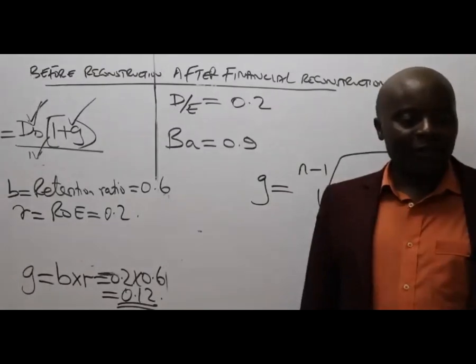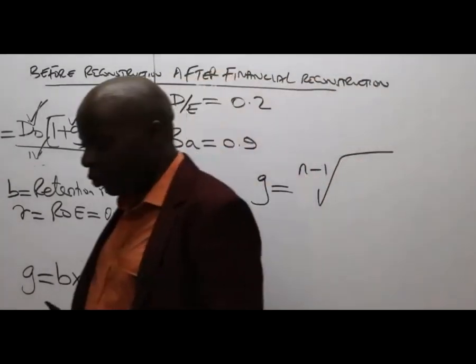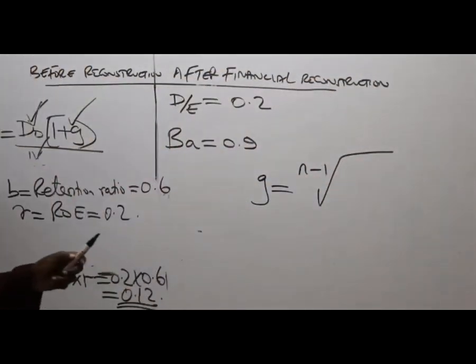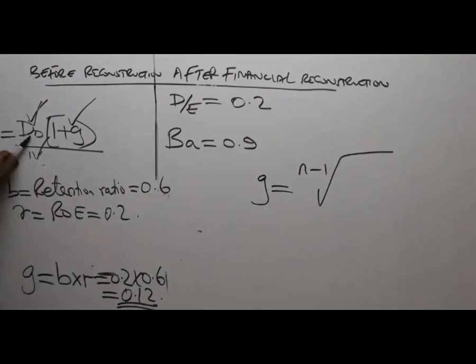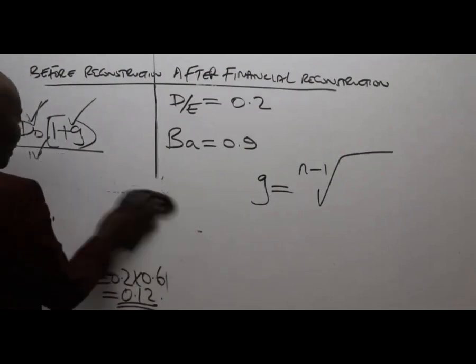Great. Now, after that, there is only one component that I'm left with. Which component is that? The D0, the current dividend per share. Please go ahead and give me the current dividend per share.